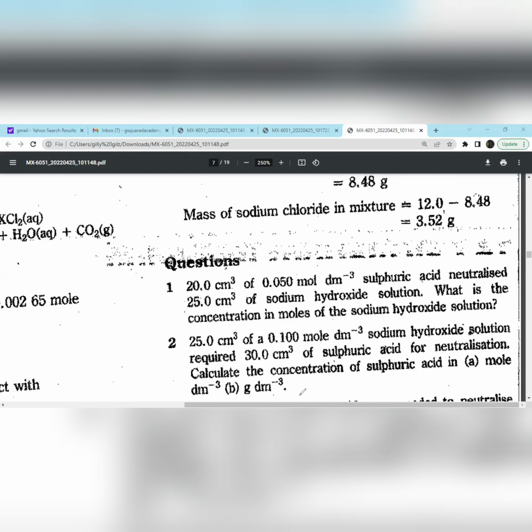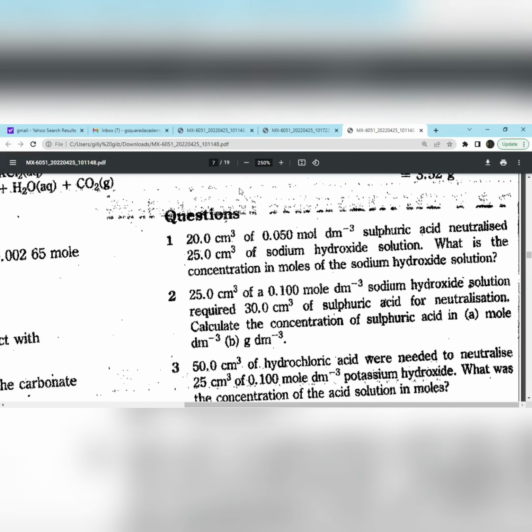So remember I said earlier that concentration is the quantity of substance in 1,000 centimeters cube. You can quantify the substance in terms of moles, in which case you get molarity, or you can quantify it in terms of mass, in which case you get the mass concentration. So in this question, they're asking us to find the molarity and the mass concentration. All right, so let us work this question. Again, the first thing you want to do is to find the moles of sodium hydroxide in 25 centimeters cube. You always start with what you know first.